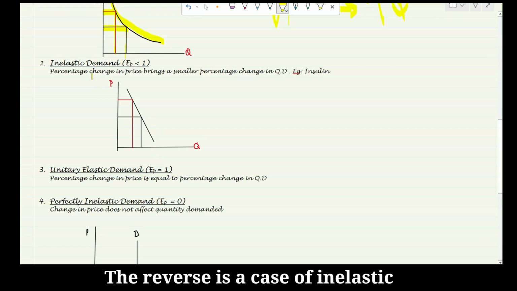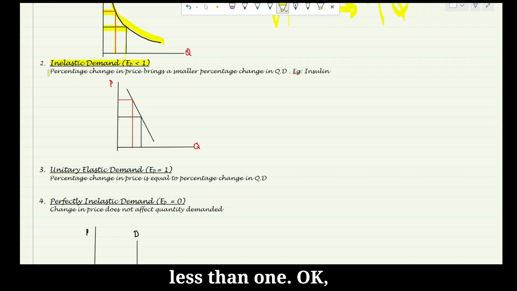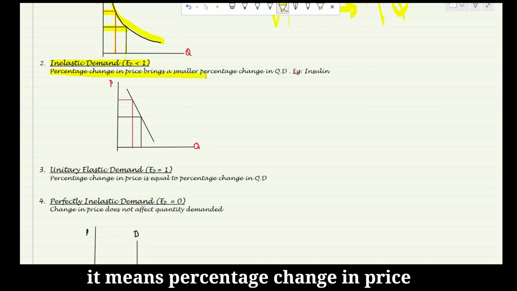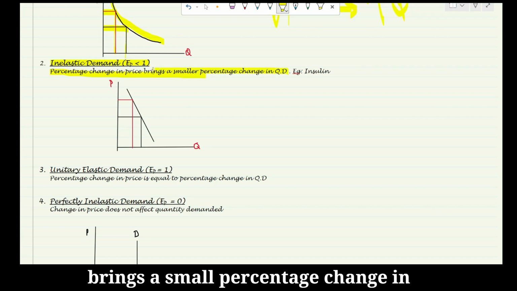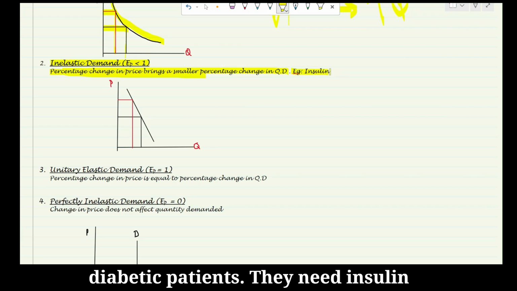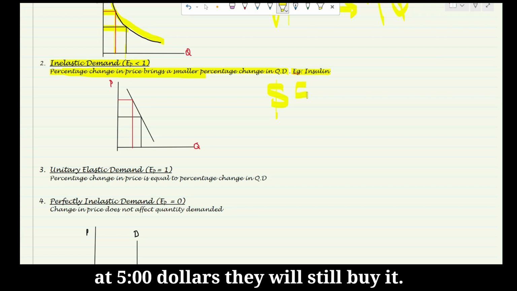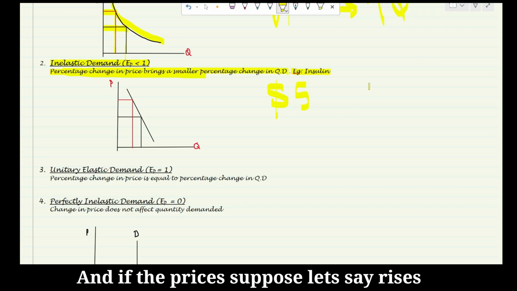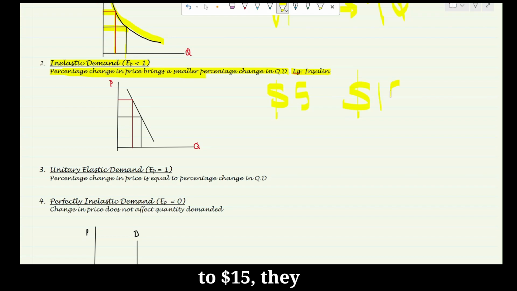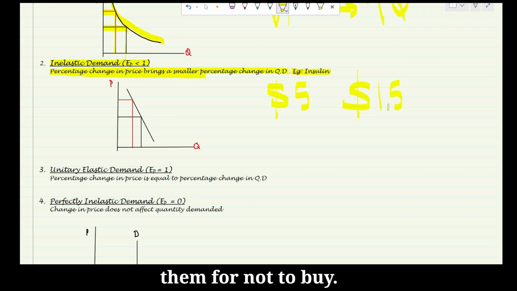The reverse is the case of inelastic demand, where price elasticity is less than 1. Okay, it means a percentage change in price brings a small percentage change in quantity demanded. A well-known example is insulin for diabetic patients. They need insulin injections on a regular basis. If the insulin injection comes at $5, they will still buy it. And if the price, suppose let's say, rises to $15, they have to buy it. There is no reason for them not to buy.